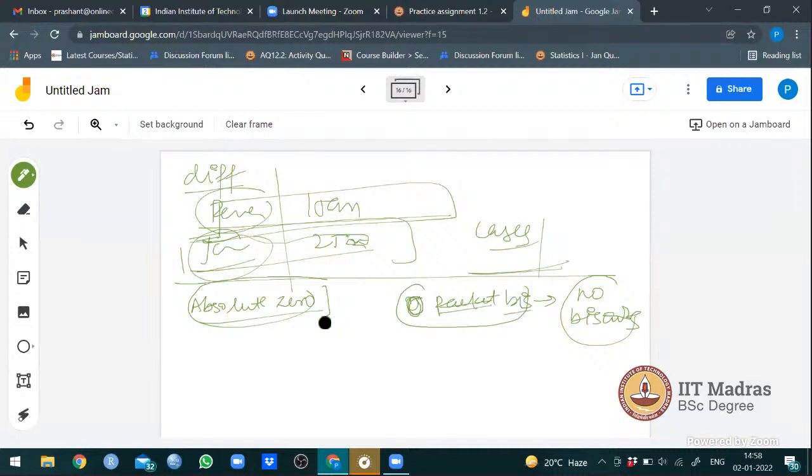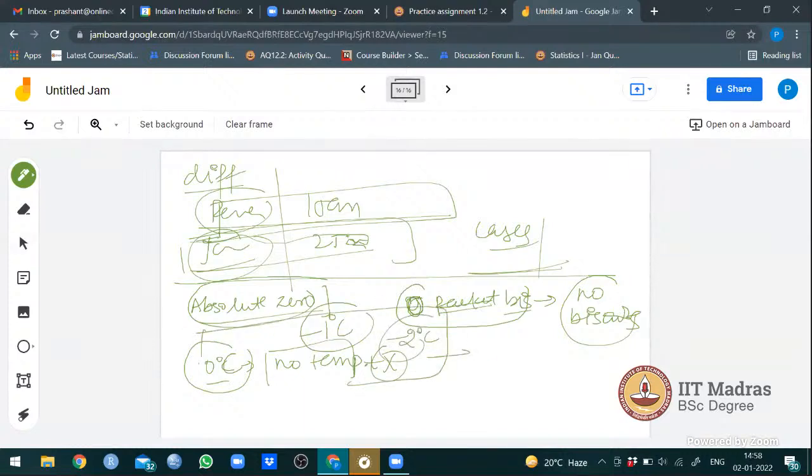Suppose I'm saying 0 degrees Celsius. That doesn't mean there is no temperature. You can't say there is no temperature. There will also be some temperature. It can be negative: -1 degree Celsius, -2 degrees Celsius. Then in that case, the absolute zero property is not fulfilled. It is void. That's the simple meaning of absolute zero.